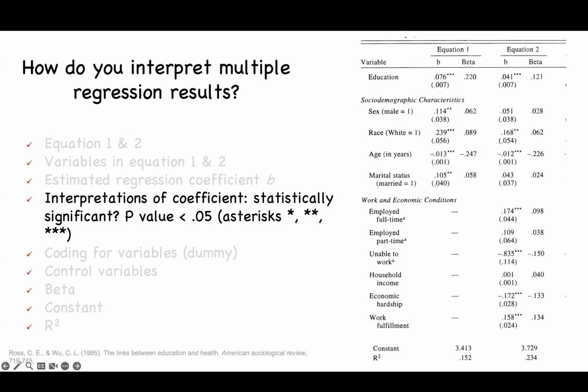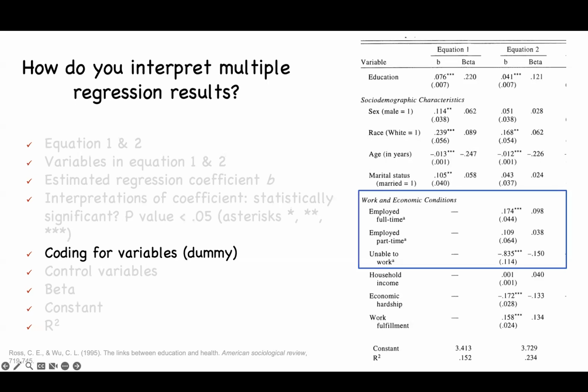In equation 2, all the coefficients are significant except for sex. You see no stars for the B or beta for the sex variable. And also for marital status, no stars. And household income and employment part-time, no stars. So let's move to equation 2.